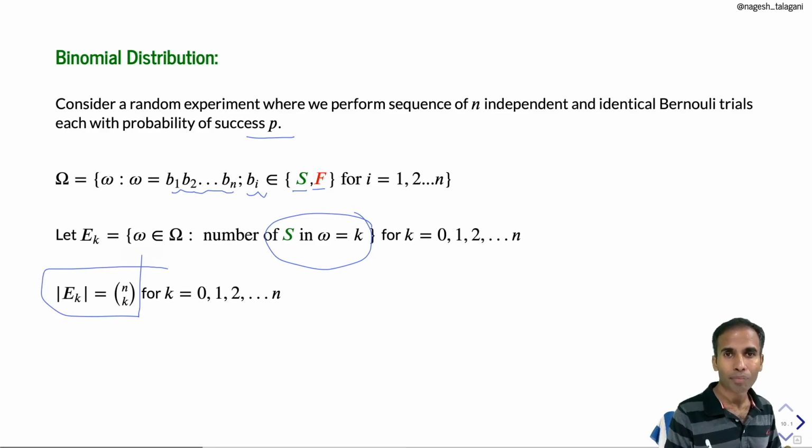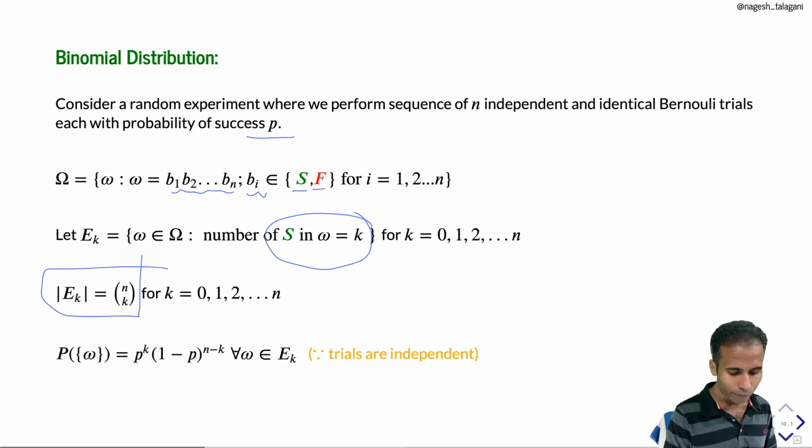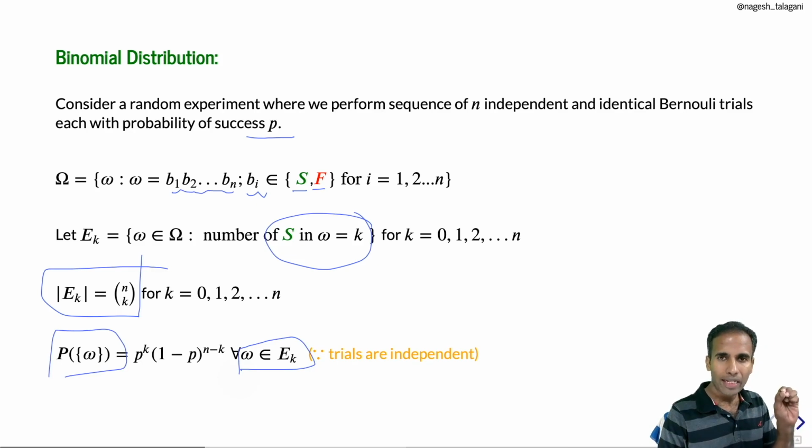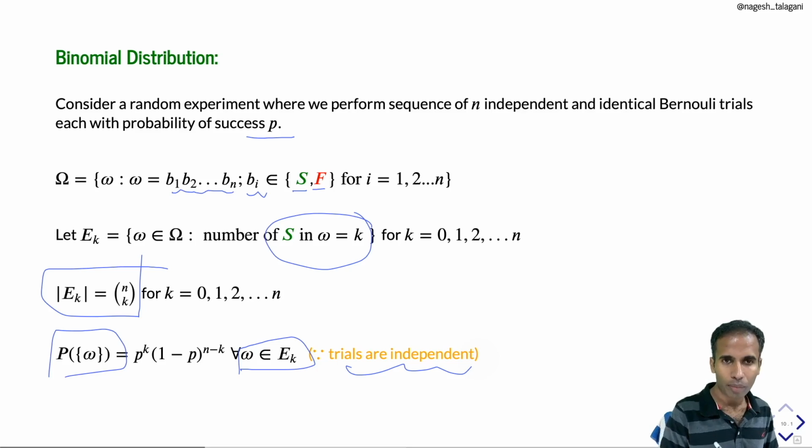We already discussed this before in the previous classes. I'm not going to explain why this count is n choose k. And for every outcome in Ek, the probability of the singleton {omega} is p^k (1 minus p)^(n minus k) for all omega belonging to Ek. The reason is every omega in Ek consists of exactly k successes and n minus k failures, and we know the trials are independent. We also discussed these things before, so I'm not going to explain them again.